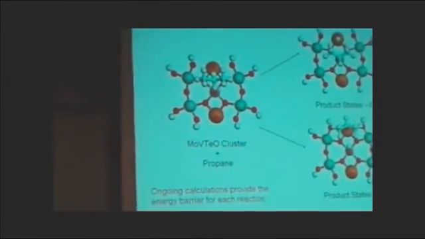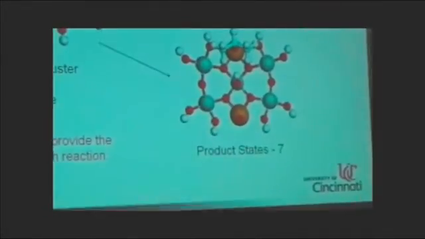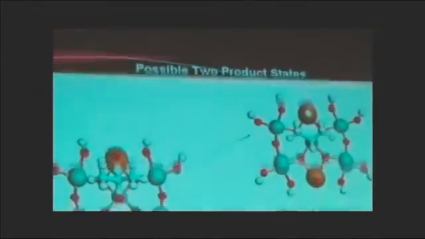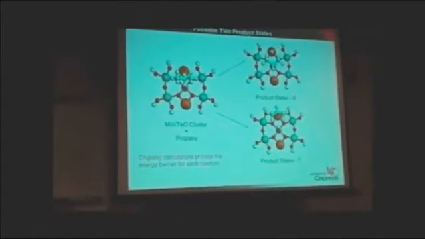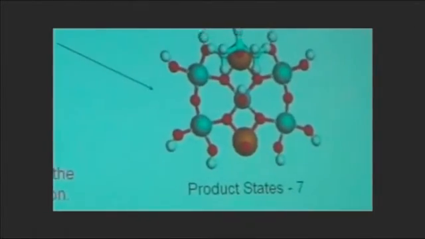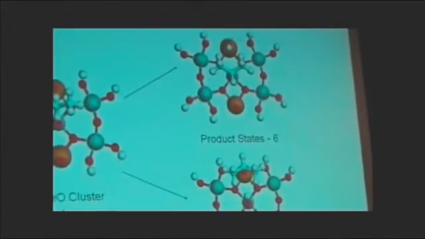We have identified two possible product states for the initial step of the propane oxidation on the surface of the molybdenum vanadium tellurium oxide catalyst. In product state 1, the propyl ion gets located on the vanadium oxo and the hydrogen located on the tellurium oxo, and it's reversed in the next state. So we are running the calculation. The calculations that help us estimate the activation barrier for these two reactions are still ongoing.